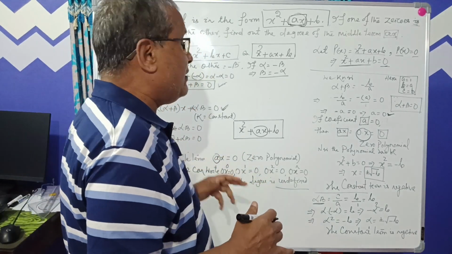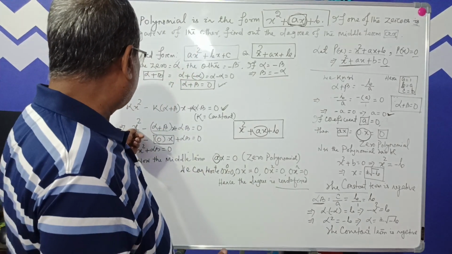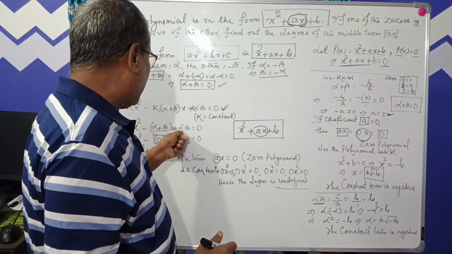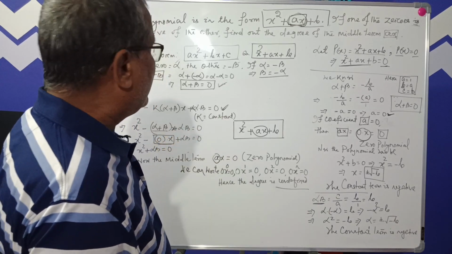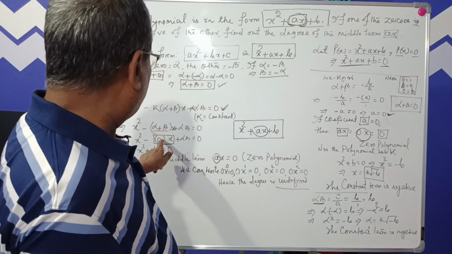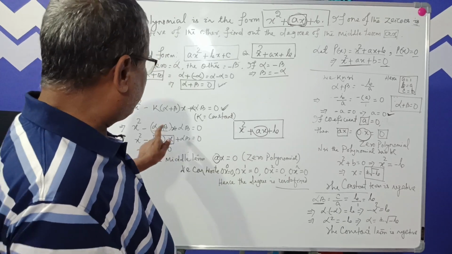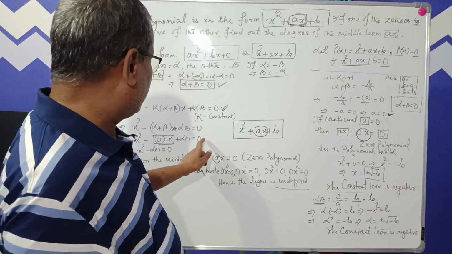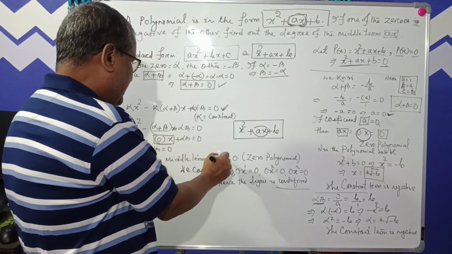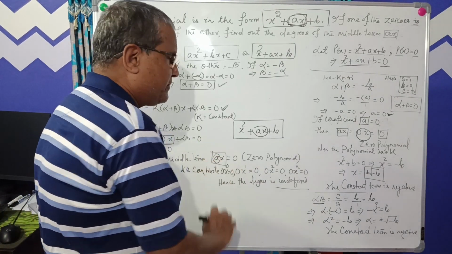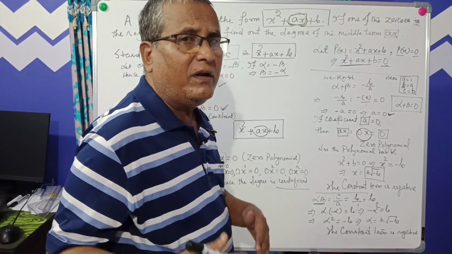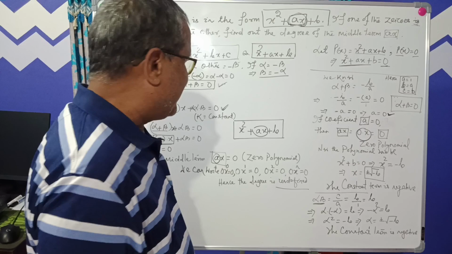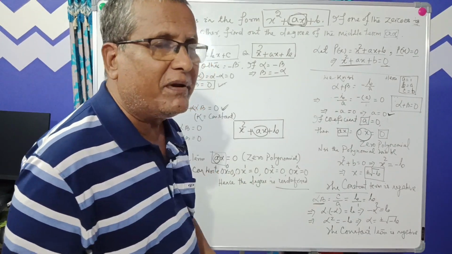But if we take the value of k as 1, then the standard form is x square minus alpha plus beta into x plus alpha into beta is equal to 0. Now put the value here: alpha plus beta, the sum of two zeros, is 0. So 0 into x plus alpha into beta is equal to 0. Now the middle term becomes 0. So this 0 is called a zero polynomial. And if it is a zero polynomial, now the answer is very simple.